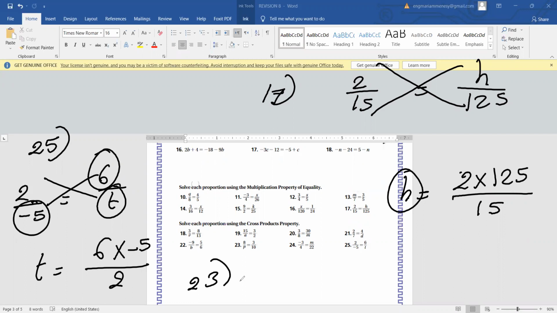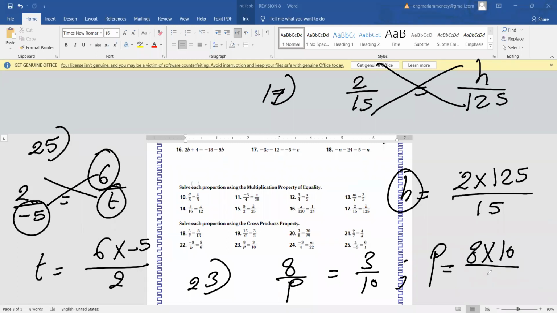Okay, number 23. Who can give me the answer? P equals what? 8 multiplied by 10, divided by 3. Okay, my dear, thank you. Make cross multiplication. Multiply the numbers together, then divide by the number with the variable.